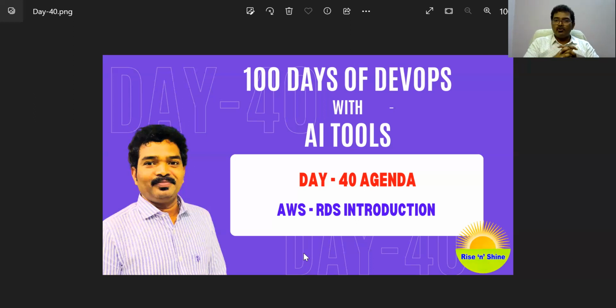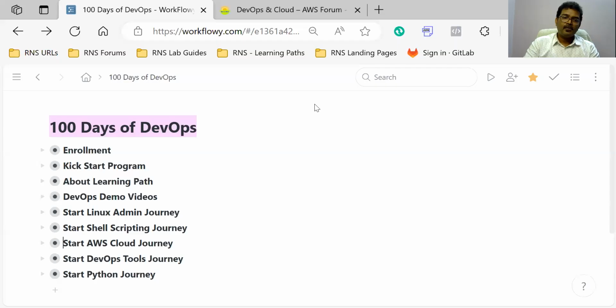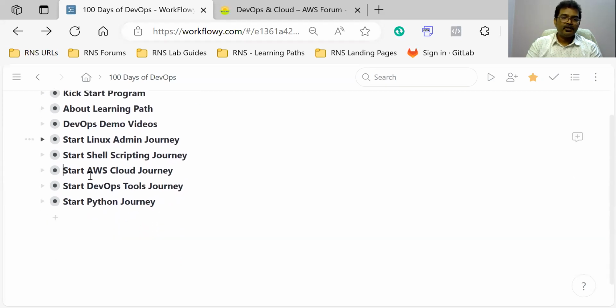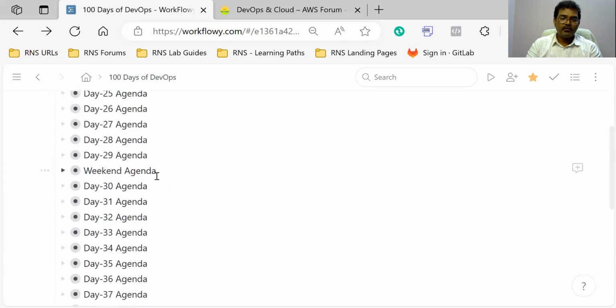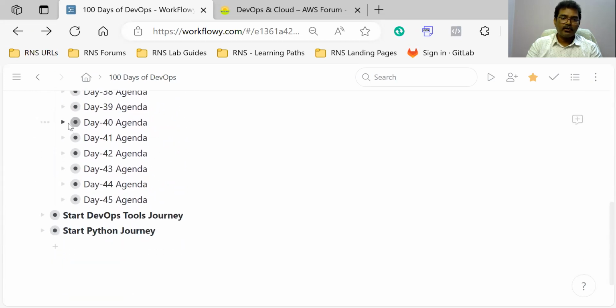Now it is time to move into the next agenda, day 40, that is RDS, another important service. What is RDS about, and what are the important points we should know from RDS? Let's look into that. Are you ready to understand some points on RDS? We are in this workflow process, almost in the AWS cloud journey, and we are at day 40.